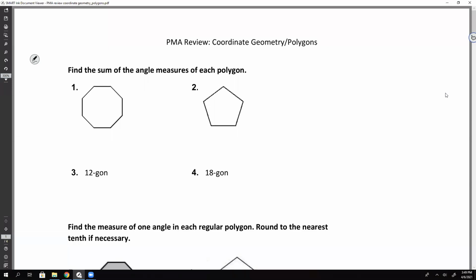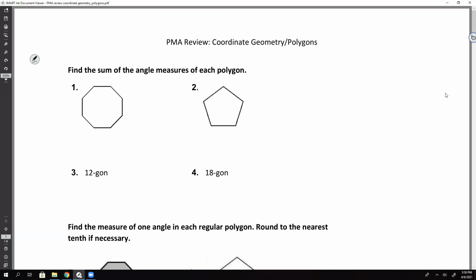Hey there, y'all. It's Miss Campbell, and today we're going to be going through our review of coordinate geometry and polygons, quadrilaterals, all that fun stuff. So first we're going to start with angles inside a polygon. And we had a formula that we used for this.